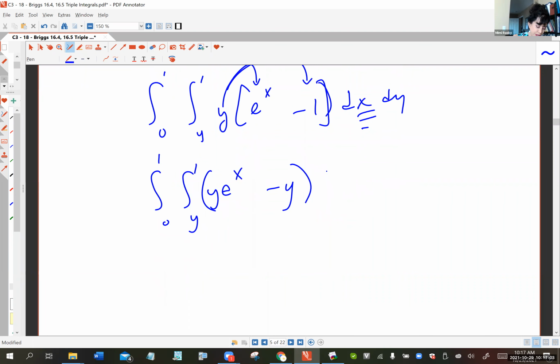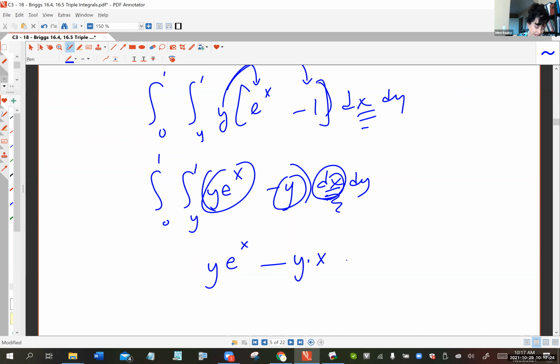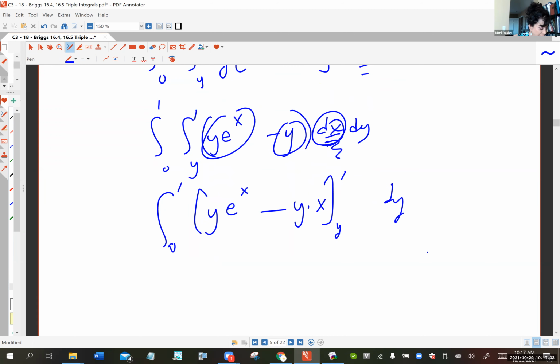Oops, there still should be a dx here. So we're going to integrate with respect to x. The antiderivative of y times e to the x with respect to x is just going to be y e to the x, since the antiderivative of e to the x is e to the x. And then the antiderivative of y with respect to x is y times x. And so now we're going to evaluate that between the limits of y to 1. Gotta be real careful here.